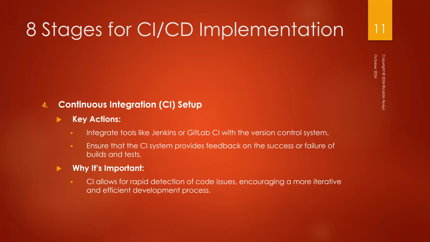Fourth, continuous integration, or CI, setup. Key actions include integrate tools like Jenkins or GitLab CI with a version control system to automatically trigger the build and test process whenever new code is pushed to the repository. Ensure that the CI system provides feedback on the success or failure of builds and tests, notifying developers in real time. Why is it important? CI allows for rapid detection of code issues, encouraging a more iterative and efficient development process. The goal is to integrate code frequently to avoid integration problems later.